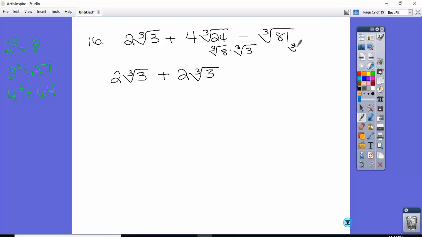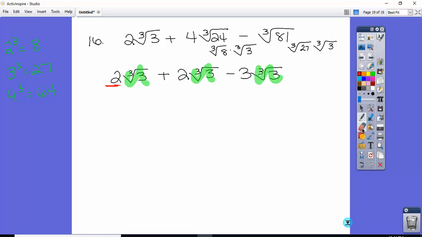81. I have to break it down into a perfect cube. So look at our list. Does anything go into it? The cube root of 27 is 3. Now, all of these have the cube root of 3, so they are like terms. That means we have to come through and combine the coefficients.